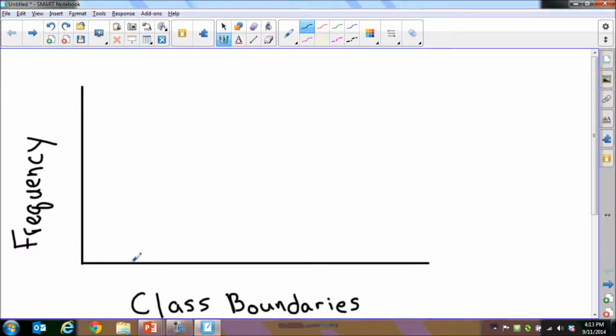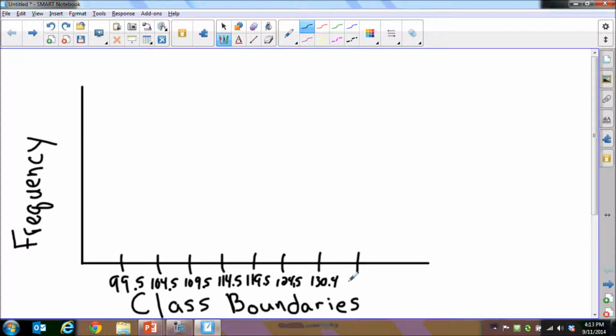So we start over here. We're going to need technically 8 little tick marks. 1, 2, 3, 4, 5, 6, 7, 8. Starts at 99.5, and then it goes up by 5. So this is 104.5, 109.5, 114.5, 119.5, 124.5. Hopefully yours is neater than this. And finally 134.5. Okay?